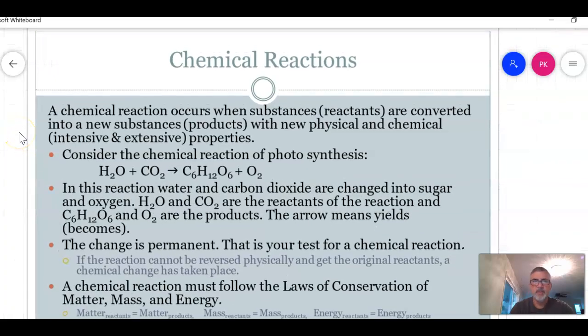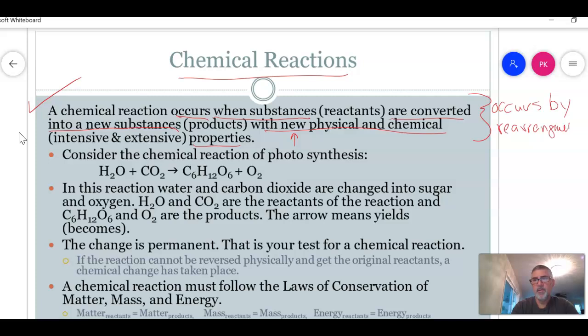Chemical reactions. So we talked about physical. Let's talk about chemical reactions. Chemical reactions occur when substances are converted into new substances with new physical and chemical properties. That's the thing: it has to have new physical and chemical properties. So this occurs by the rearrangement of bonds, or what we call electrons.